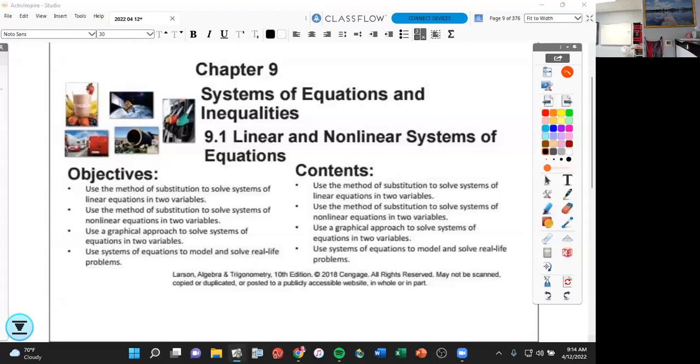9.1 has to do with linear and nonlinear systems of equations. We've solved linear equations before. We really haven't spent time solving a nonlinear system. For instance, a parabola and a line. It's possible that a line goes through a parabola and hits it twice, right? It's possible that a line touches a parabola once, a tangent line, or it's possible that a line totally misses the parabola. So we're going to do linear and nonlinear systems.